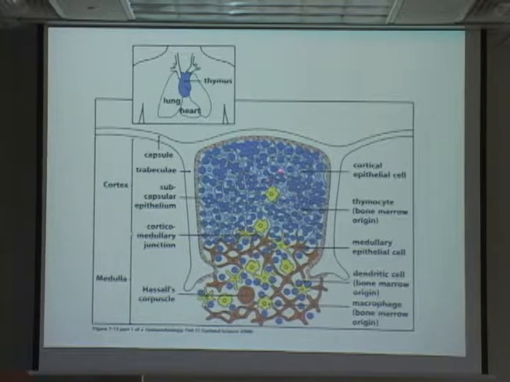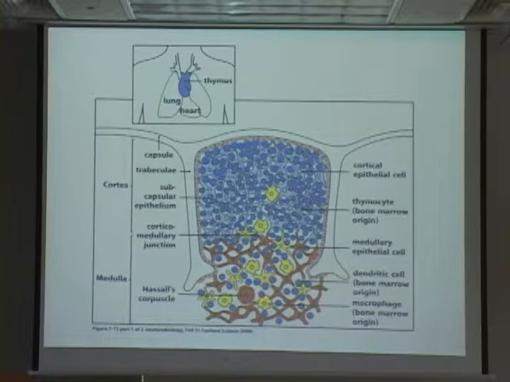So this is the cortex where most double positive cells sit, and they are wrapped around this dense network of cortical epithelial cells, which are expressing MHC molecules, which is crucial for thymic selection. And in the cortex, there are very few bone marrow-derived cells. The bone marrow-derived cell sits largely here in the medulla.